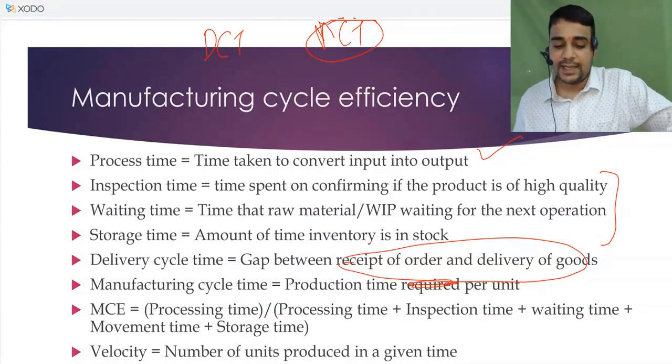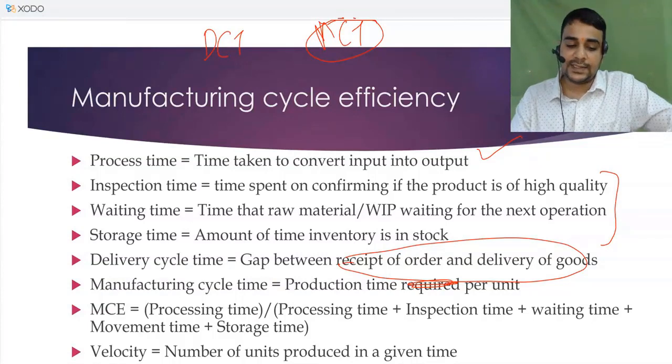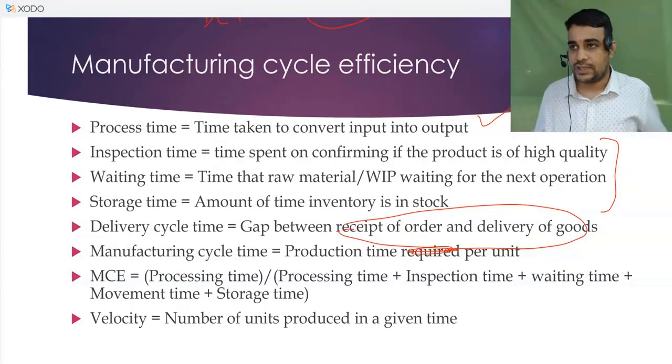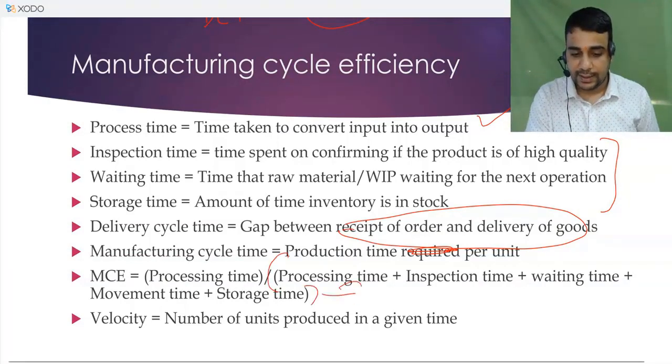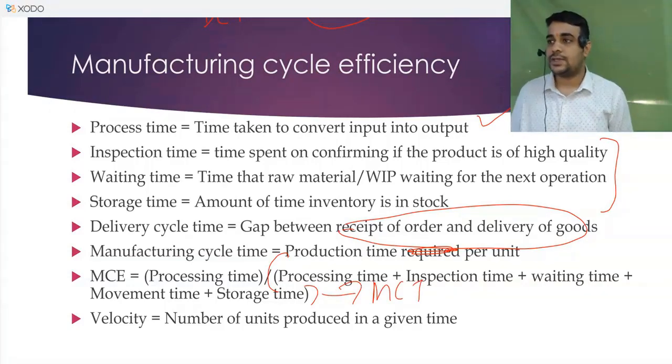Manufacturing cycle efficiency is processing time, which is a value added time. Everything else is non-value added. Inspection, waiting, movement, storage. Processing obviously will come in the denominator also. This denominator total is technically manufacturing cycle time.